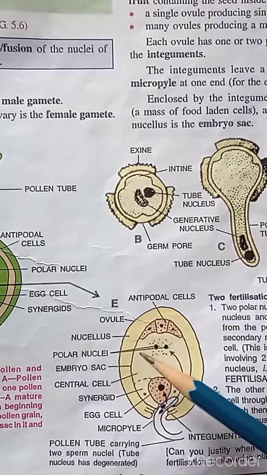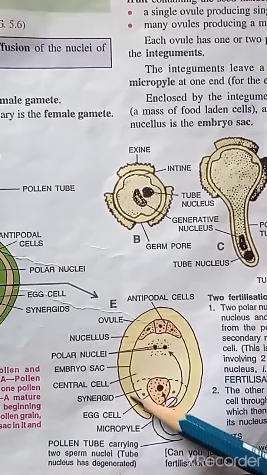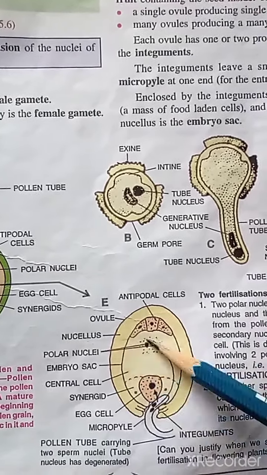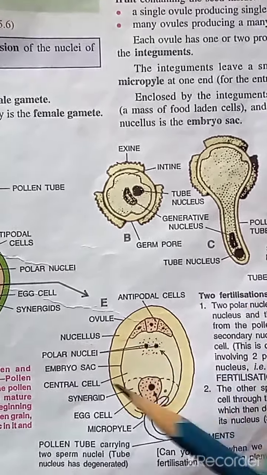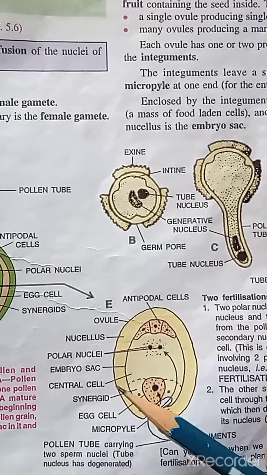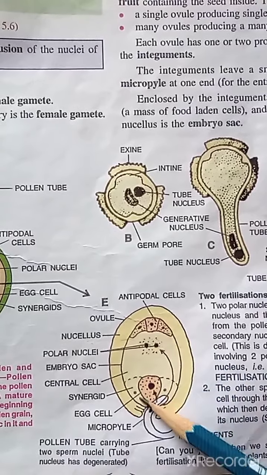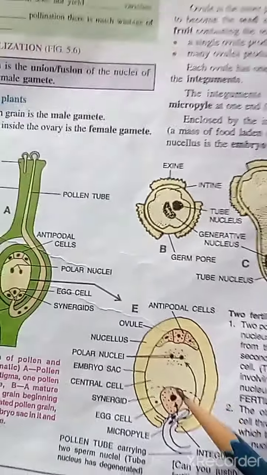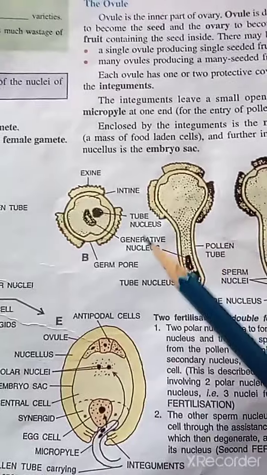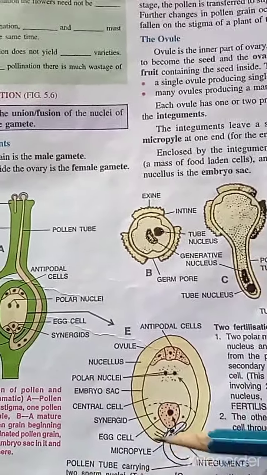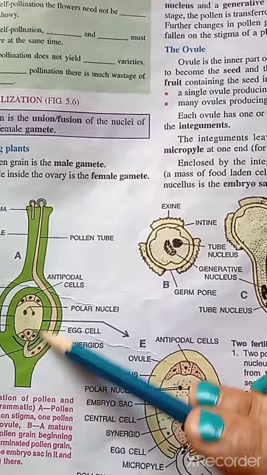Enclosed by the integument is the nucellus. Here, see, this part is the nucellus, a mass of food-laden cells from which the ovule gets food and nutrition. Further inside the nucellus is the embryo sac. This is the embryo sac. So this is the structure of the ovule and this is the structure of the pollen grain. And when the pollen tube enhances its size and goes downwards through the micropyle end, it enters the ovule and hence fertilization occurs.